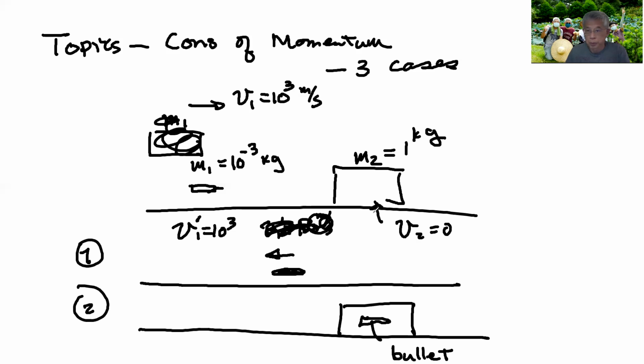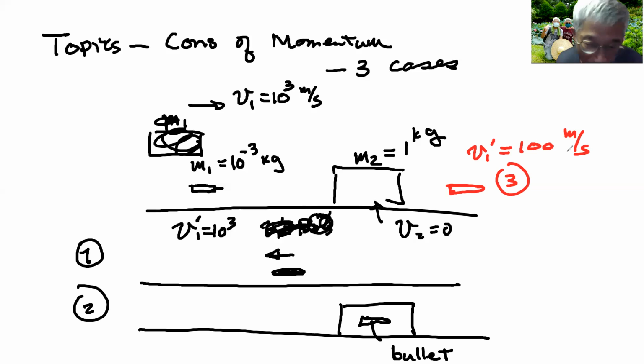In case 3, the bullet went through. I'm running out of space. I'm changing color here. So in the third case, the bullet went through and just comes out here, so the V1 prime is equal to, say, 100 meter per second. Those are the three cases. I want to discuss what would happen. Let's erase it and we'll continue.